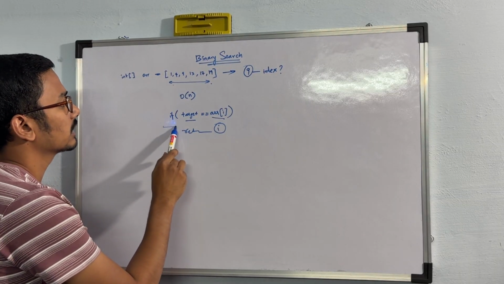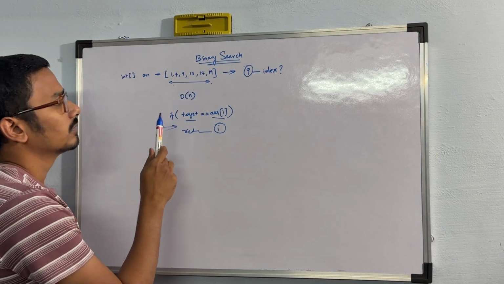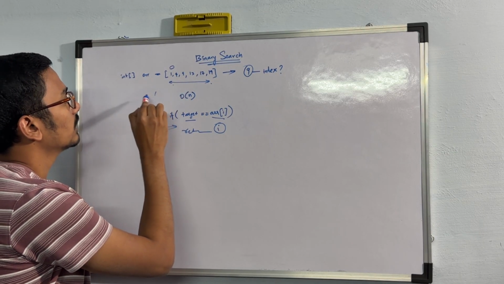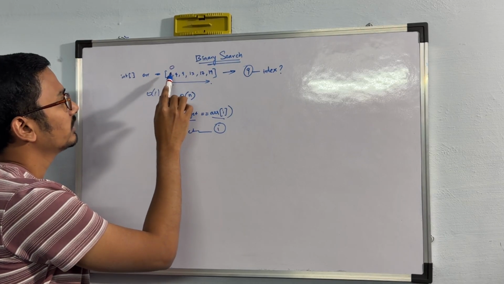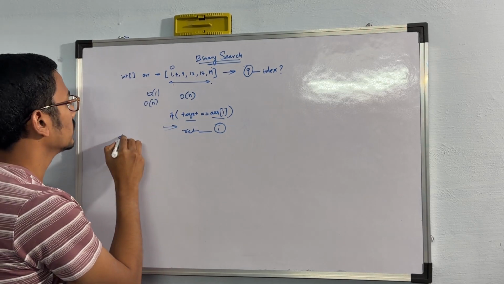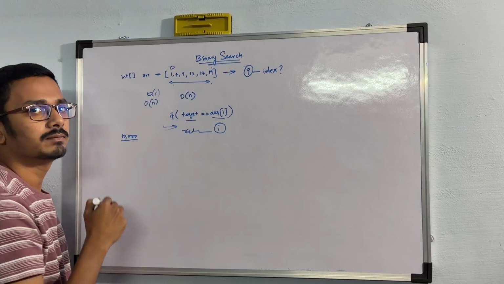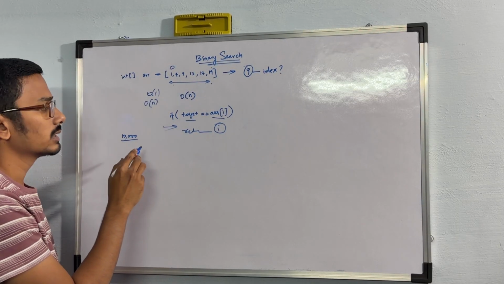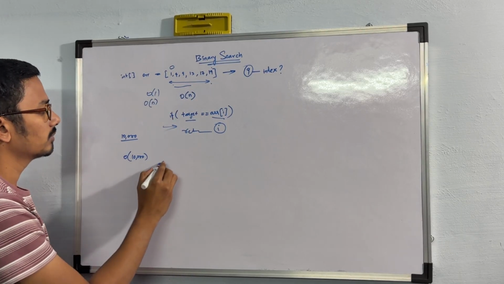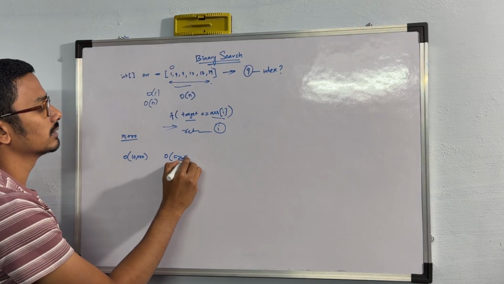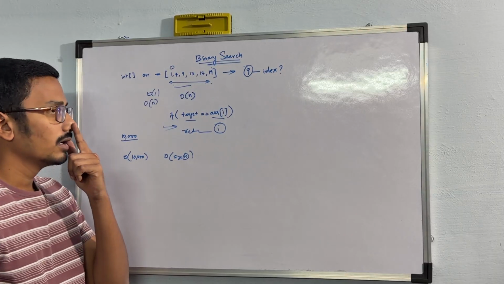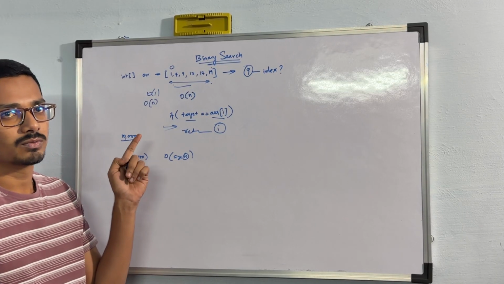In this approach, in the best case, if we find the number at the starting, the complexity will be O of 1. If we find the number at the last, the worst case complexity will be O of n. Let's say we have 10,000 numbers in that array, then complexity will be O of 10,000. Whatever the size of the array, complexity will be O of that size, which is n. So this is the conventional approach, where the time taken to run the code will be more.